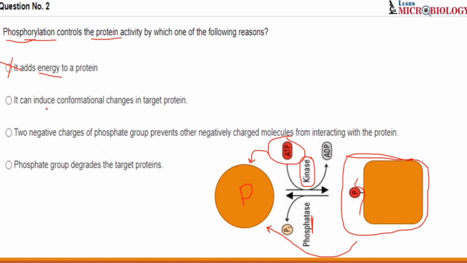Moving on to the second option. It can induce conformational change in the target protein. Yes, that's what we saw, right? But you can see the word can. It means not all phosphorylation will induce it, but some can induce a conformational change. So we can say this can be a probable right answer, right? But let's check the other options also.